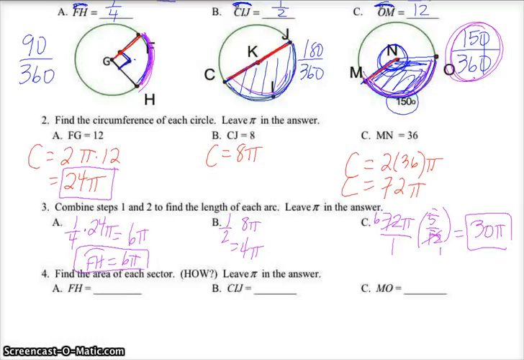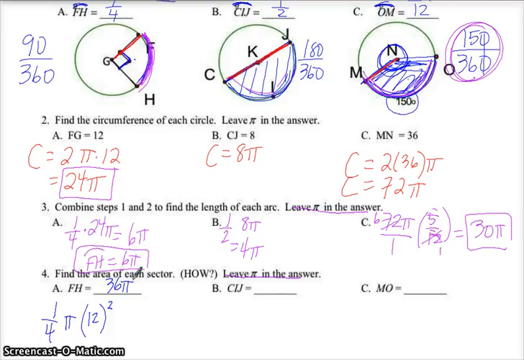Now how can we find the area? Again, leave our answers with pi. Sorry, I didn't emphasize that before. So the area, well, it's the same thing, right? It's 1/4 of the area of the circle, and pi r squared is the formula for area. So I just multiply 1/4 times 144 pi, and I get 36 pi units squared.